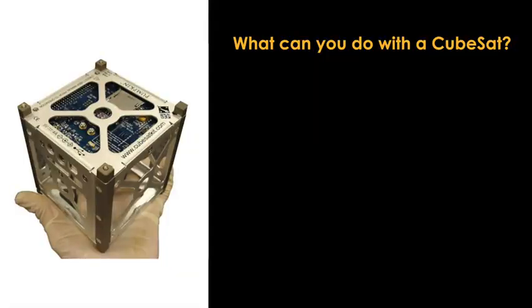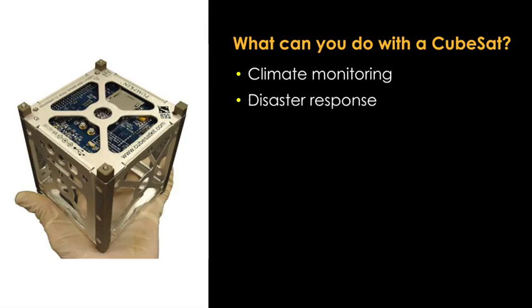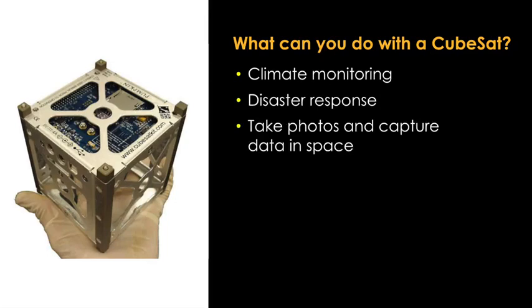Now, what would you do with the CubeSat? Why would you launch your own satellite into space? There are a number of things that you could do with the CubeSat that were just sort of beginning to percolate as ideas at the time. You might use it for climate monitoring, that you could send a satellite up in space to look for information that would tell us how climate change is actually playing out on Earth. You could use it for disaster response. You could use the cameras to document areas that might need assistance.